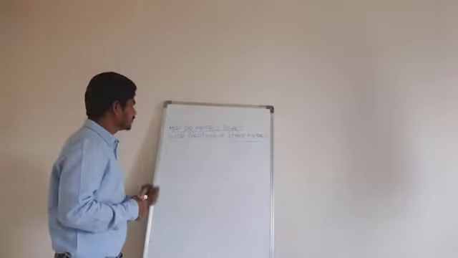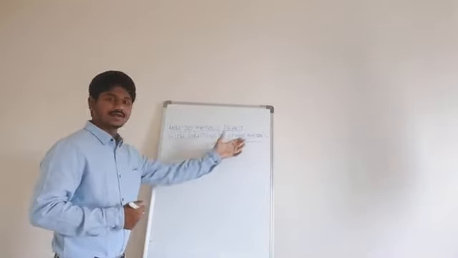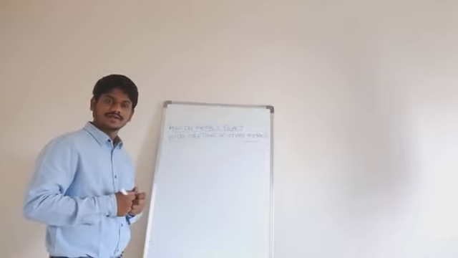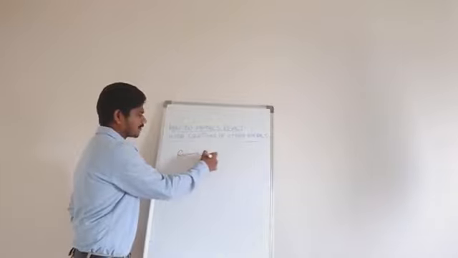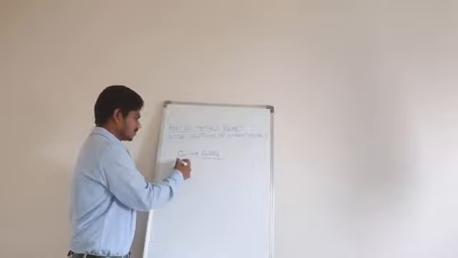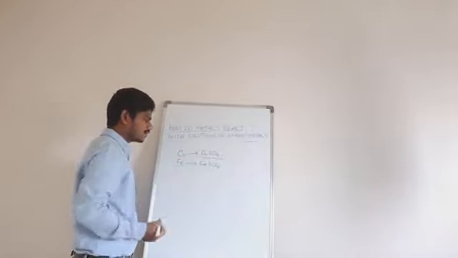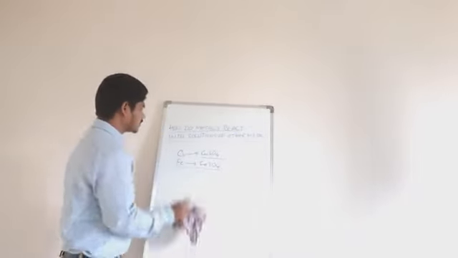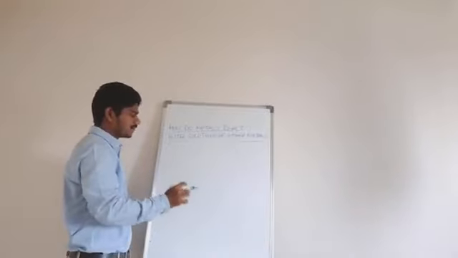Today in this video we shall discuss how metals react with solutions of other metals. If you have a metal, say copper, the solution of copper is copper sulfate, which is a salt. If you have iron, iron sulfate is one of the solutions of this metal. Now we are going to discuss how one metal reacts with the solution of the other metal.